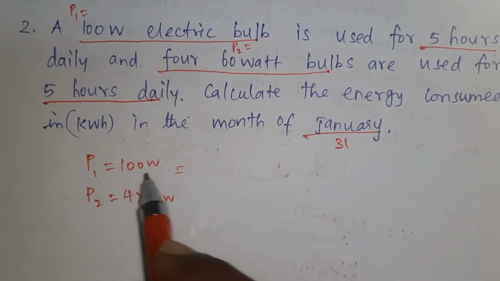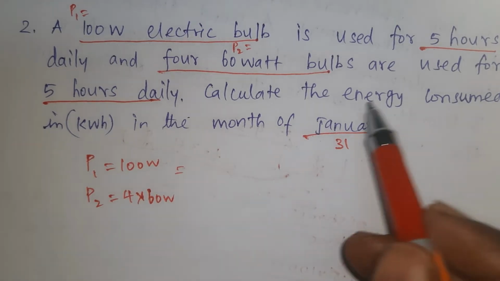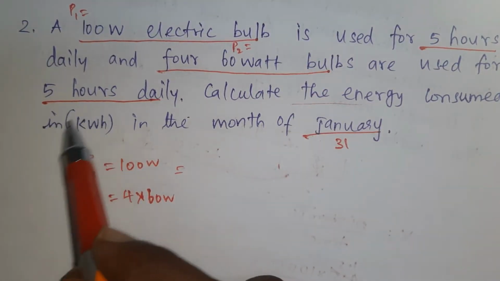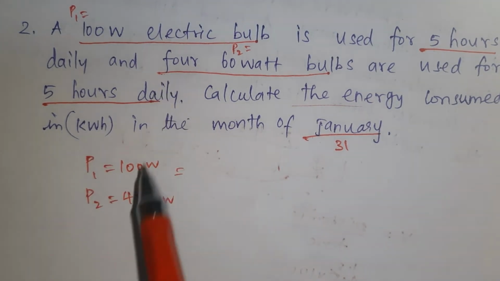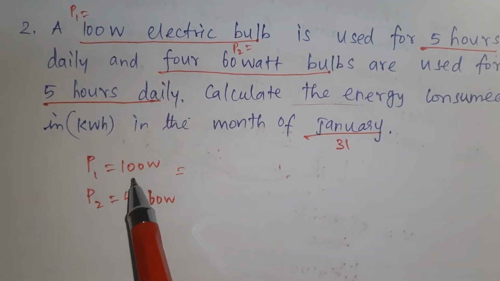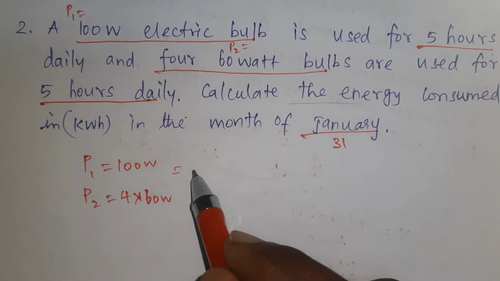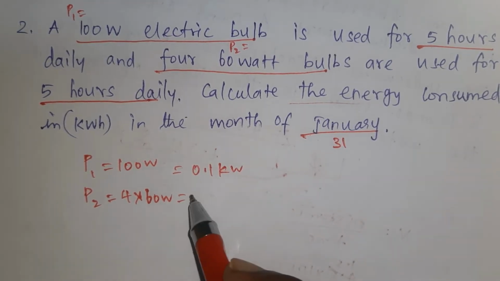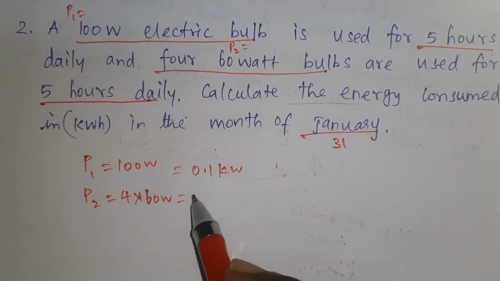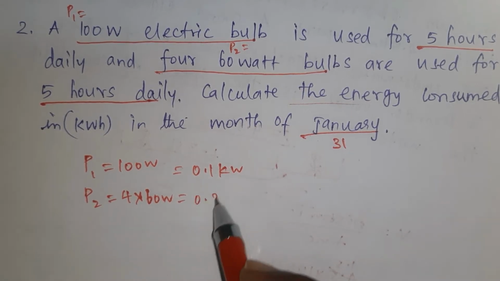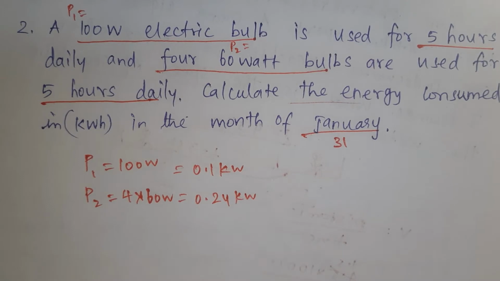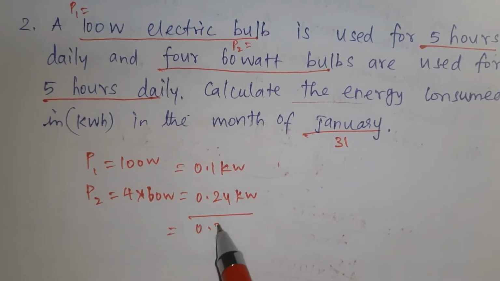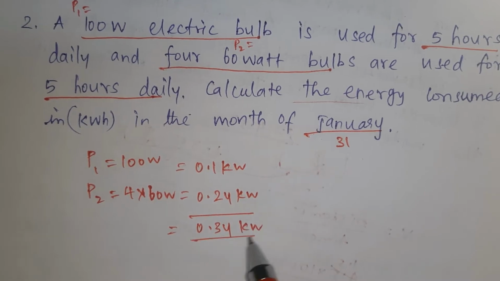This 100 watt we have to convert into kilowatt because the energy consumed by this appliance should be in kilowatt hour. They are given in watt in the question. So we have to convert into kilowatt. Divided by 1000, we'll get 0.1 kilowatt. Then 4 6s are 24, 240. If you divide by 1000, 0.24 kilowatt. Then total power, if you add these two, 0.34 kilowatt. This is total power.